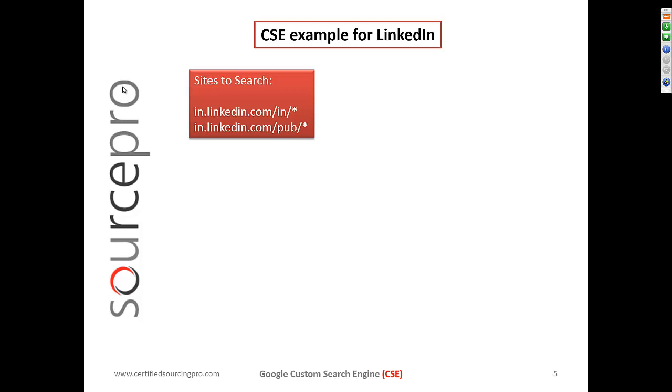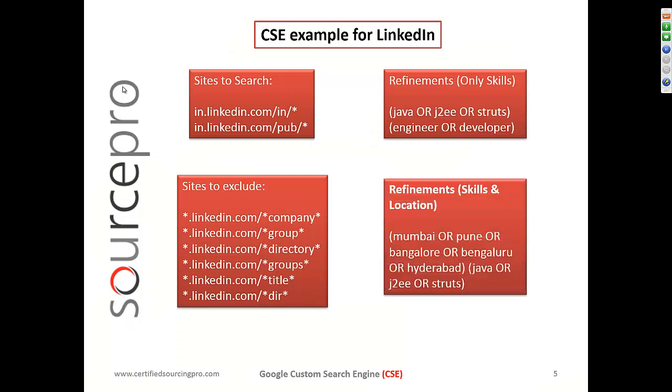Now, if you've missed the previous part on what we searched for in this particular LinkedIn CSE, here's an example. In the sites to search, we've put in .linkedin.com/in/ asterisk. This is to search only candidates from India. Then we've excluded the sites which have company, group, directory, title, directory, groups. We've refined these titles by skills, which are Java, J2EE, Struts, or engineer or developer. Then we've also added another refinement with the skills and location.